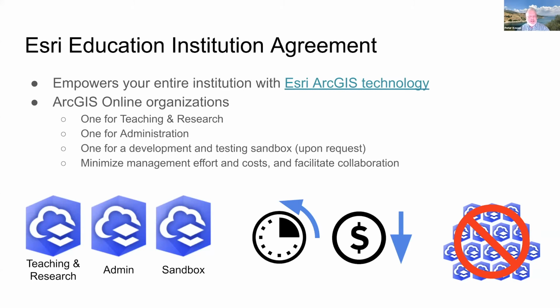But one of the things here is that you want to minimize your management effort and costs. You don't want a whole bunch of organizations to manage. You don't need one for this research project or one for this unit, because then you start ending up with siloed data that's only available in individual organizations. If you need that sort of thing, consider using something like Hub instead, which gives you a public-facing website and a way to organize information for larger communities, but that can all be done within a single ArcGIS Online organization.